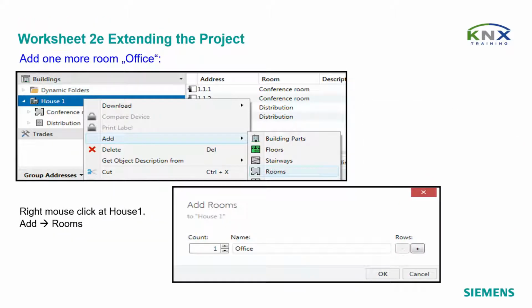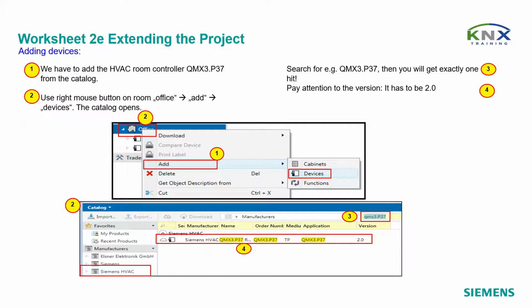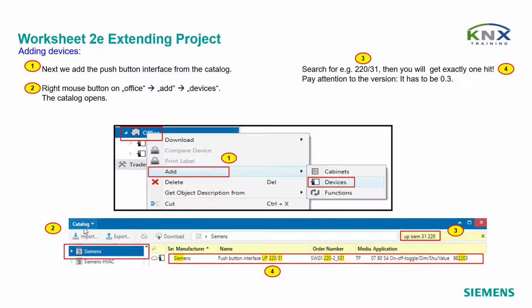Extending the project. We start to extend our project by inserting the room office in the building view as we have learned in lesson 1. Again, we proceed to enter the required new hardware. At first, the QMX3.P37. Follow the instructions given on this page. Make sure you choose the version 2 application of this device. Adding devices. In the same way, we add the push button interface UP220/31. It has to be entered in the version 3 application.